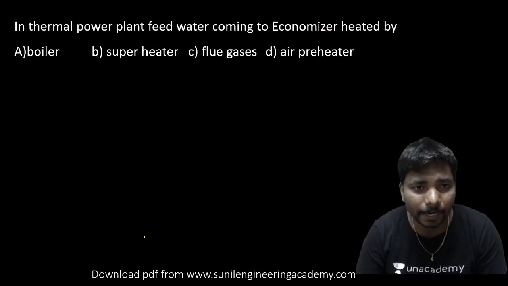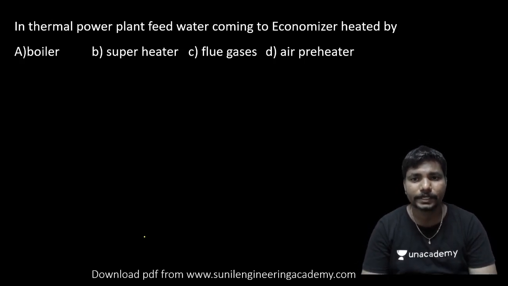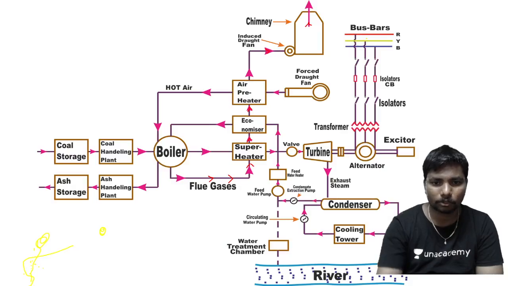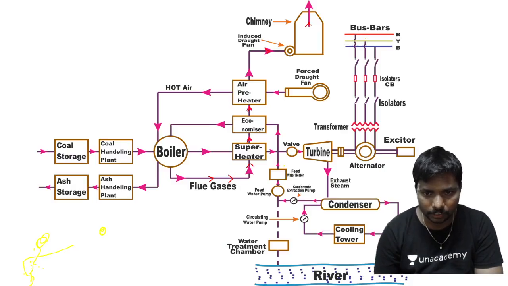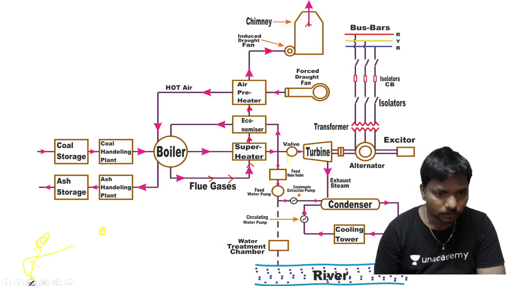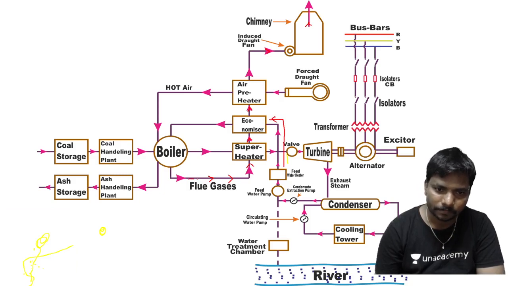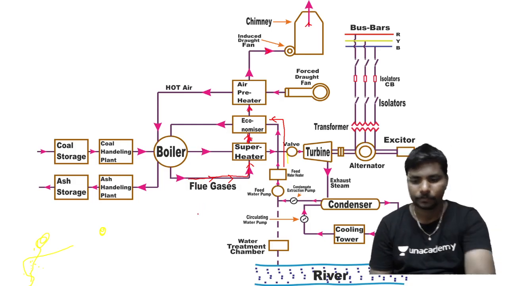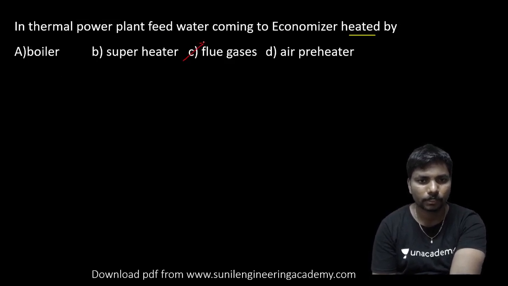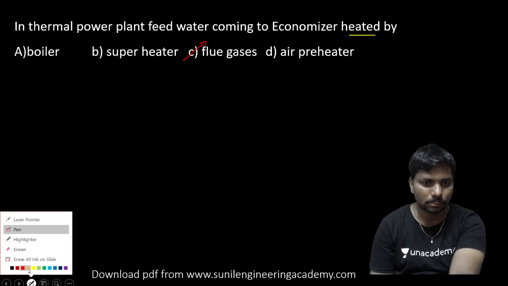Coming to the next one. In a thermal power plant, feed water coming to the economizer is heated by dash. Just now we have discussed the feed water coming to the economizer. Here we are having the feed water. This will enter into the economizer, and that is heated by these flue gases. So the answer is by flue gases, option C.